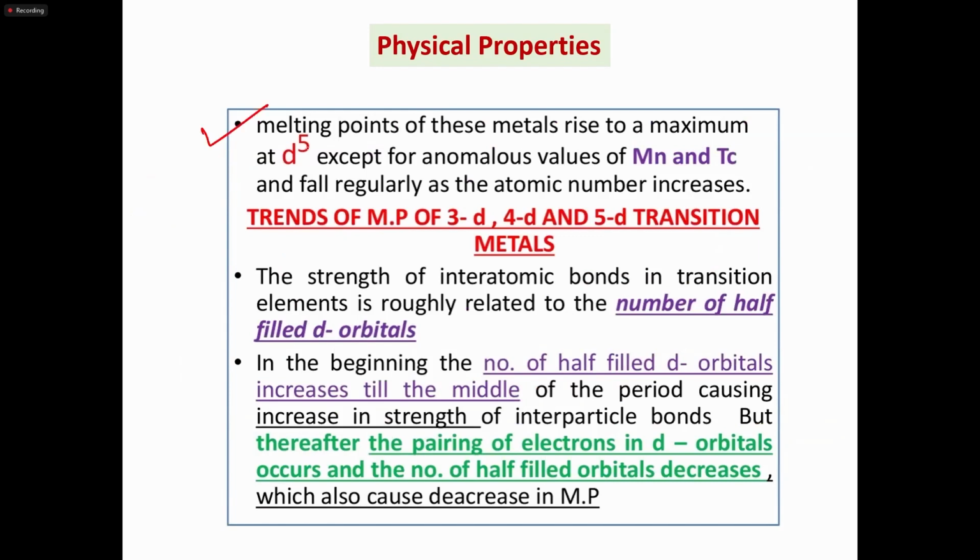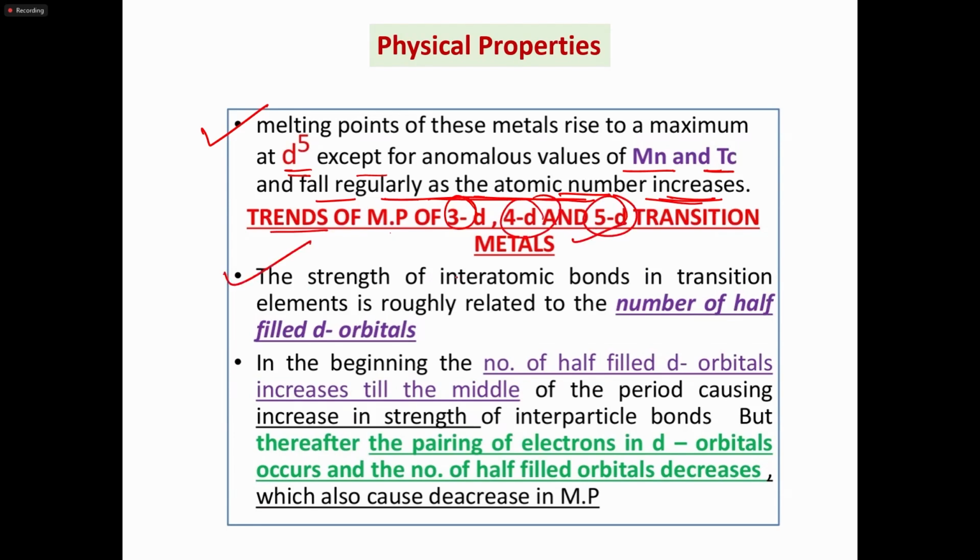Here it is mentioned that the melting points of these metals rise to a maximum at d5, except for the anomalous values of manganese and technetium, and then regularly as the atomic number increases. This is the trend for the melting points of the 3d metals, and the 4d and 5d transition metals.